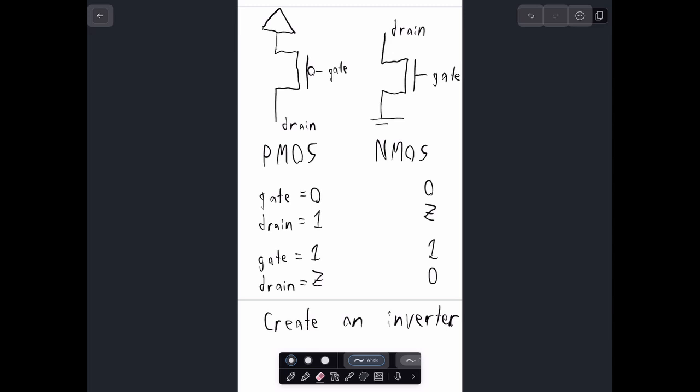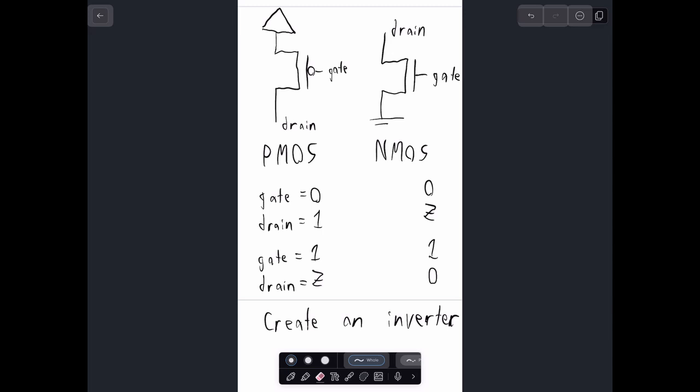So now it looks like already the PMOS is doing exactly what the inverter should do, where if we plug in 0, the output will be 1. So that's good. But now we just need to set for when the gate is 1. So when the gate is 1, notice that the NMOS is going to drive it to 0. So creating an inverter is super easy because you can just hook these together.